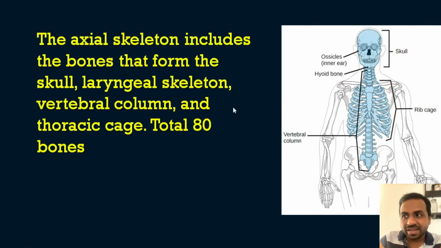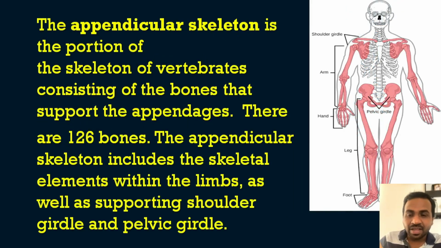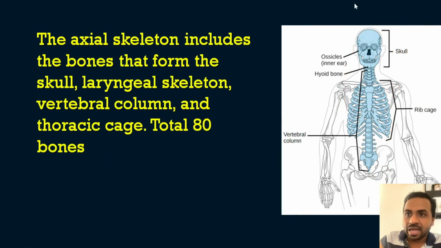Now we will see about the axial skeleton. This is the picture of the axial skeleton that is shown in light blue color. The axial skeleton includes the bones that form the skull, laryngeal skeleton, vertebral column, and thoracic cage, and all together 80 bones are there. You can see the skull, the larynx, the thoracic cage, and the vertebral column. All these things form the axial skeleton that supports the axis of the body, and it includes a total of 80 bones. So in the appendicular skeleton we have 126 bones, and in the axial skeleton we have a total of 80 bones. These are some additional information for you. I think you got this point with the help of this diagram.